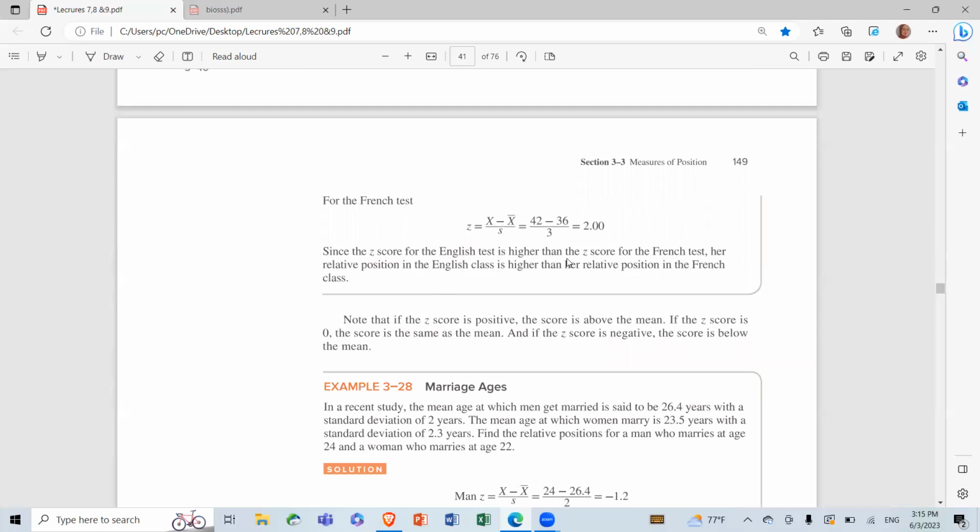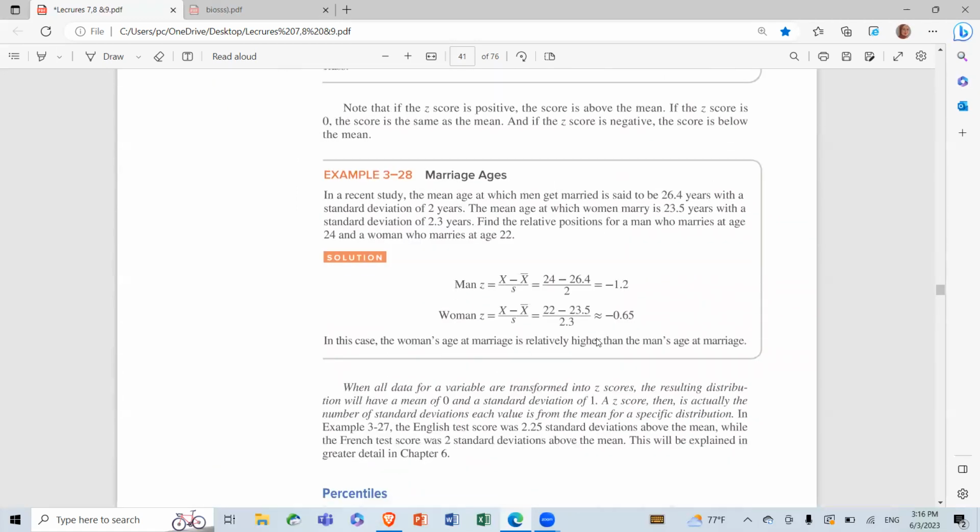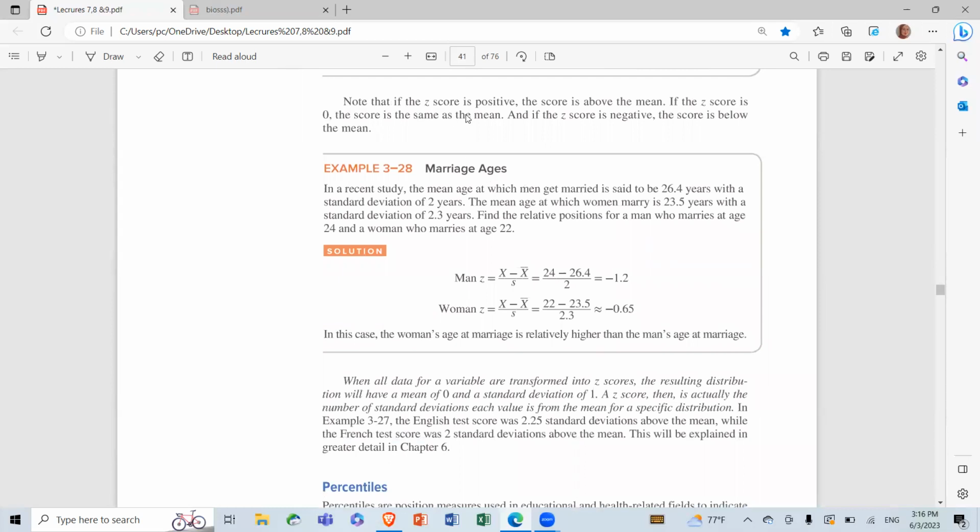Since the z-score for the English test is higher than the z-score for the French test, الإنجليش السكور للإنجليش أعلى من the French test. Her relative position in English is higher than the relative position in French. بالإنجليش أعلى من the two relative positions. Note that if the z-score is positive, the score is above the mean. إذا كان السكور plus يعني هو أعلى من المين. If the z-score is 0 the score is the same as the mean، قد المين السكور إذا كان طلعنا z score 0. If the z-score is negative the score is below the mean.